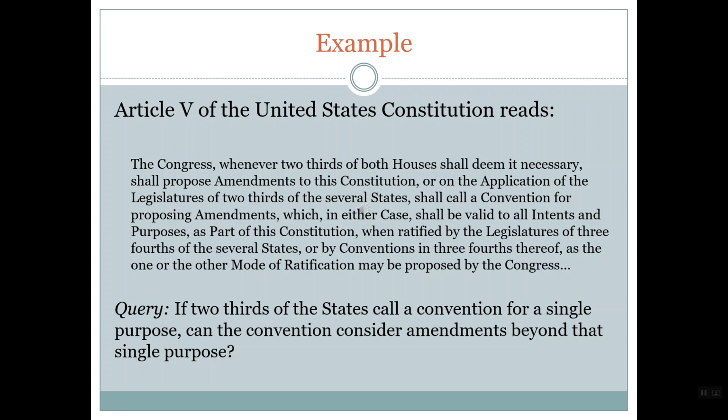is it legally possible for the convention to consider amendments other than on that single purpose? It seems like a simple question, but the arguments that have been made against it suggest that you cannot control a convention, and the convention can so-called run away.